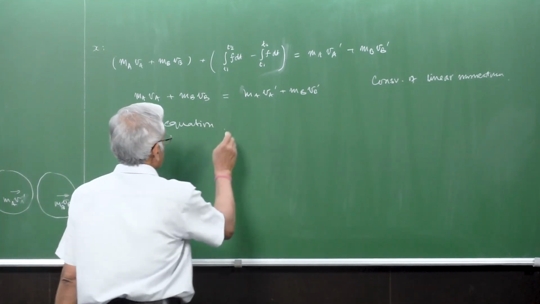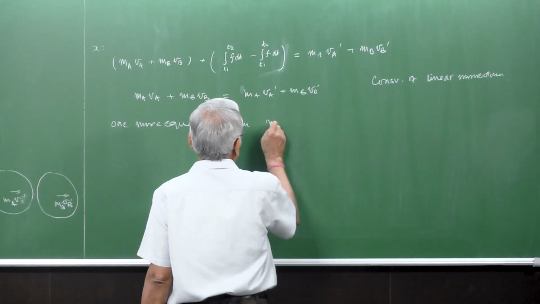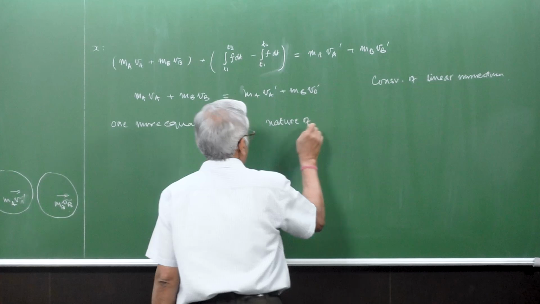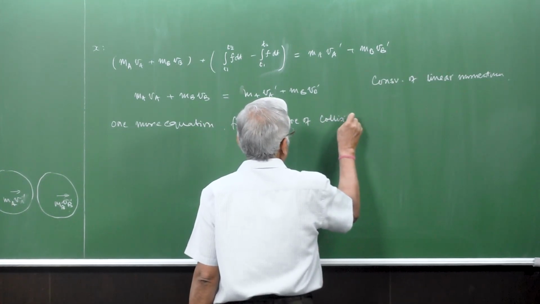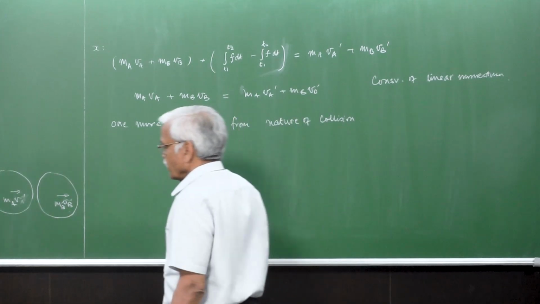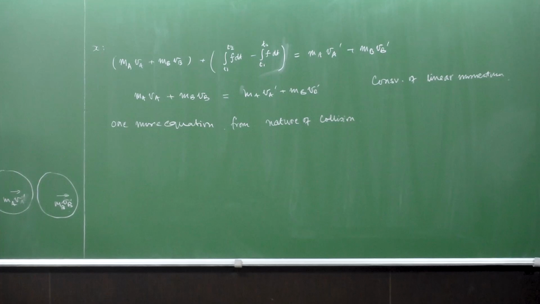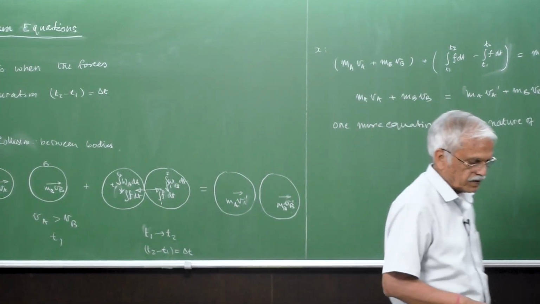From understanding the nature of collision. Nature of collision. Okay. And so that means what kind of interaction takes place between these two bodies at the time of collision.